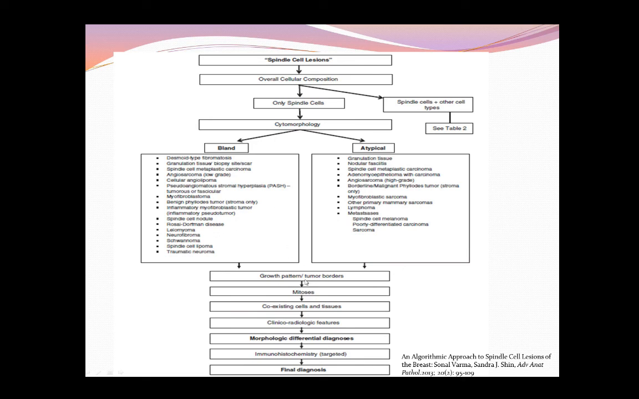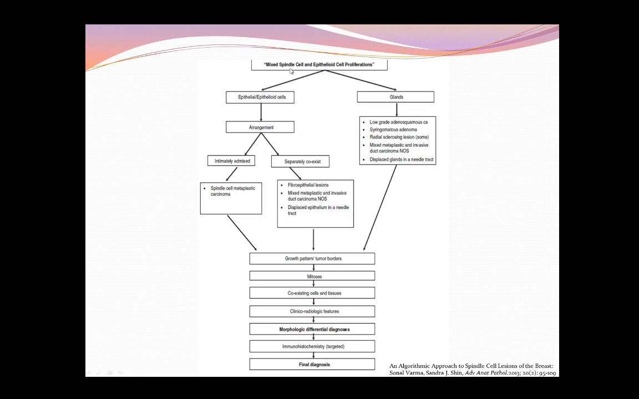Then look at the growth pattern. How is the growth pattern? How are the tumor borders? How many mitoses are there? Are there any other coexisting cells or tissues? What's the clinico-radiologic appearance? Have a morphologic differential diagnosis. The IHCs should be targeted, because, as you saw, there are a lot of pitfalls and overlap, and then arrive at a final diagnosis if possible.